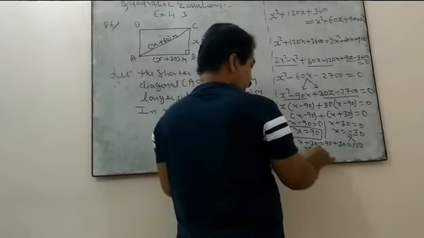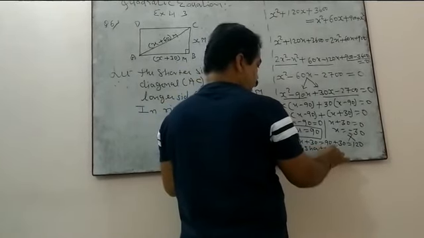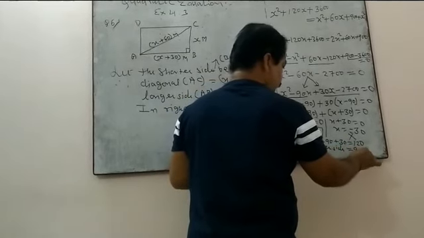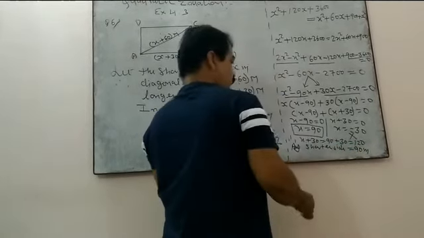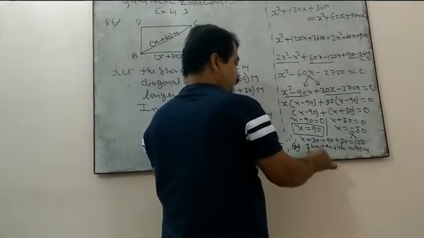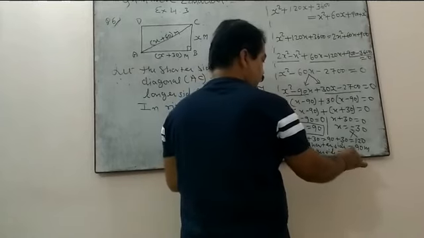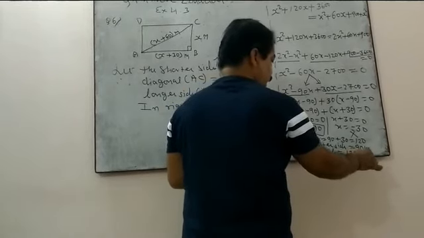Shorter side according to the statement equal to 90 meter and the longer side equal to 120 meter. Clear?